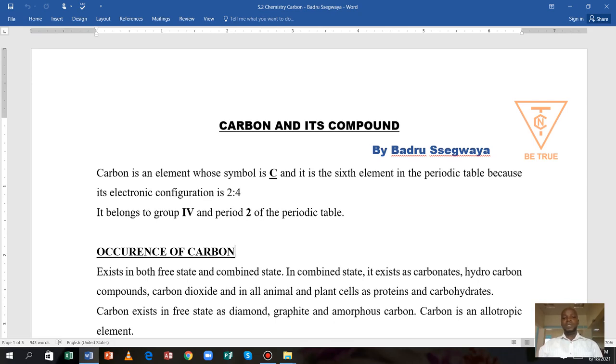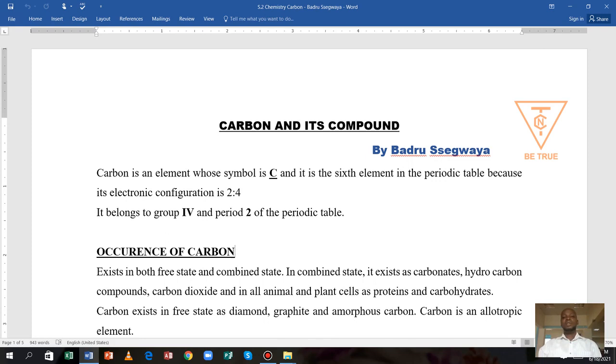Going straight to our topic, carbon chemistry. Carbon is an element, sixth in the periodic table because it has atomic number 6. The electron configuration of carbon is 2, 4, implying it belongs to group 4 of the periodic table because it has 4 electrons in the outermost shell. It belongs to period 2 because it has 2 energy levels.